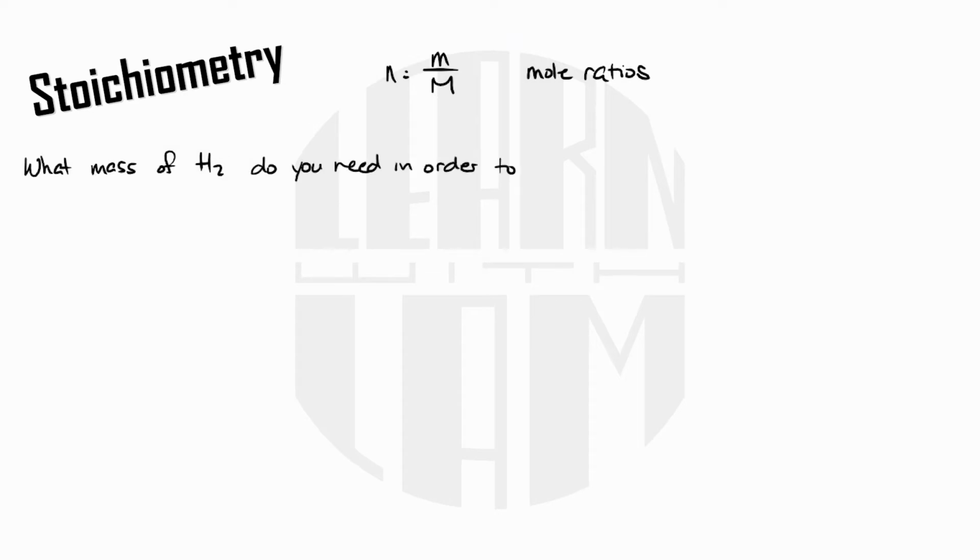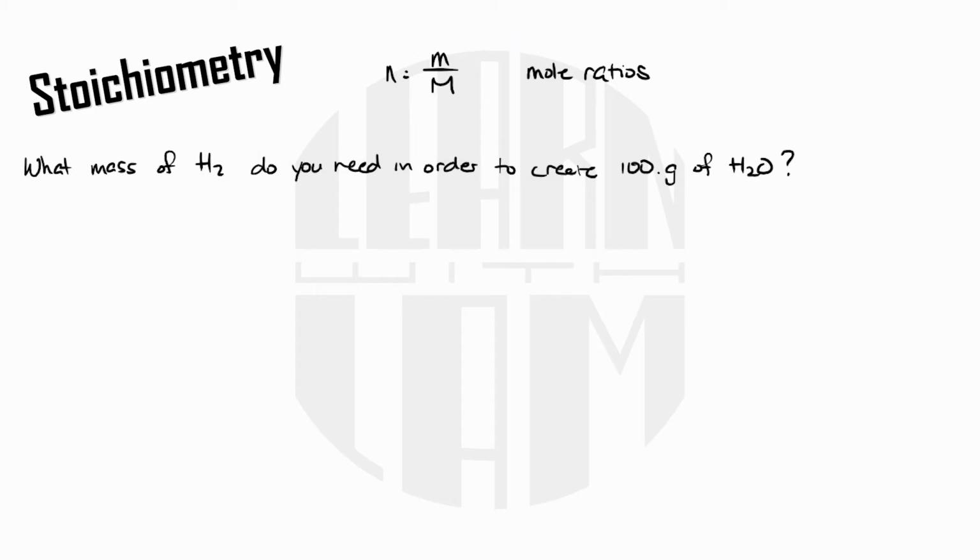Now let's jump right into a sample problem so I can show you how to set up your solution. The equations you'll need for this example are the mass to mole equation and mole ratios. And the question is, what mass of hydrogen do you need in order to create 100 grams of water?